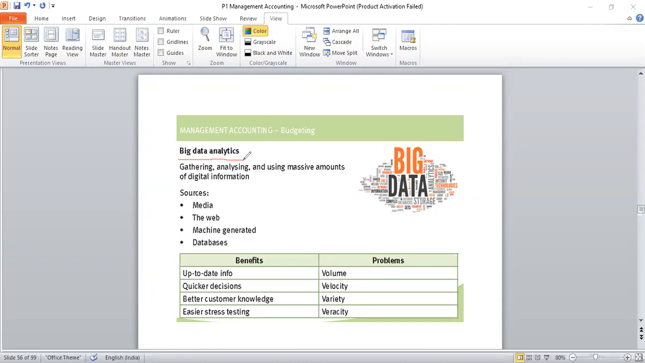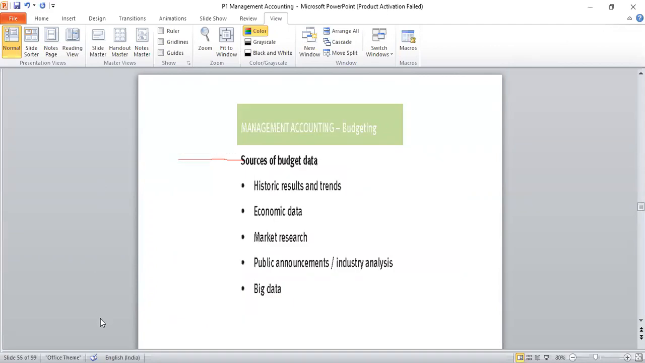So with the possibility of big data analysis, information can be drawn and that can be used for forecasting the figures for the future. Big data.